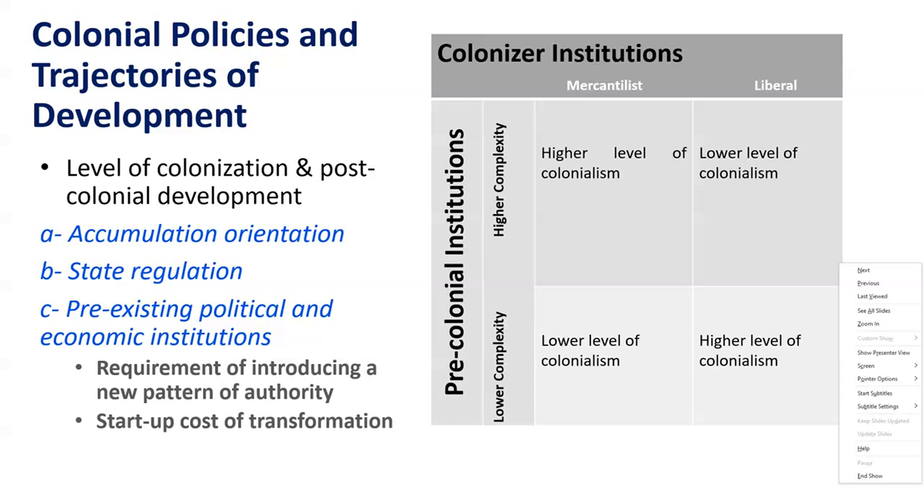They don't establish their own institutions. By the same token, the liberals in a lower complexity context establish their own institutions, so they have a higher level of colonialism in order to develop this kind of long-term investment plan. And mercantilists have a lower presence in a lower complexity context. Okay.